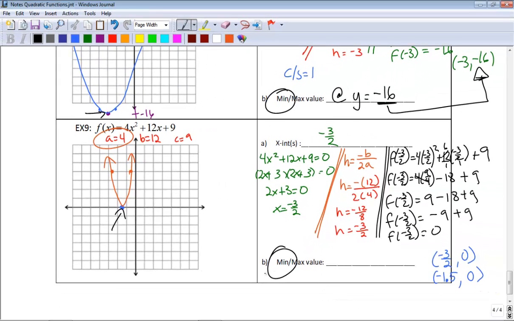Well, what value is my min at? It's always going to be at y equals some number. Well, what's the number going to be? It's going to be the y value of your vertex or your k, which is 0. So this particular function has a minimum value at y equals 0. That's it for quadratic functions.